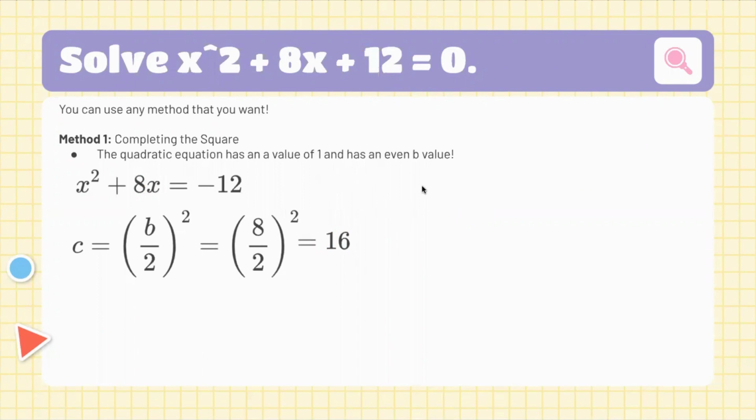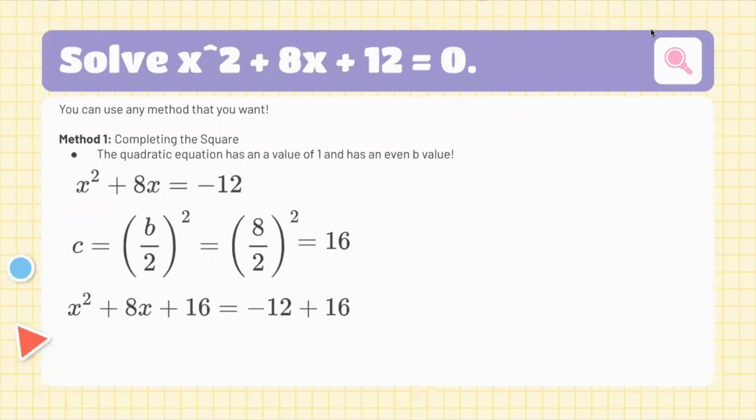Now that we've found our c value, we can go ahead and add it to both sides of our equation. So this would be x squared plus 8x plus 16 equals negative 12 plus 16. Now you can go ahead and simplify your equation. Negative 12 plus 16 would just be 4, and as for your trinomial, you want to factor it into a squared binomial. So remember that the basic format is x plus or minus a value, and then squared.